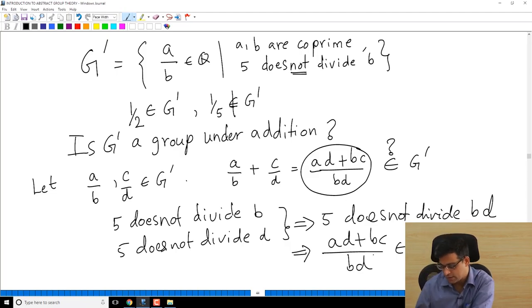So, let me repeat the argument again. Why am I saying that this is in G prime? Because 5 does not divide B times D, even after cancelling common factors of this ratio, whatever is the new denominator also will have the property that 5 does not divide it, because after cancelling, the new denominator will have fewer factors than BD. BD does not have 5 as a factor. So, after cancelling some, whatever you get will continue to not have 5 as a factor. So, this will be in G prime.